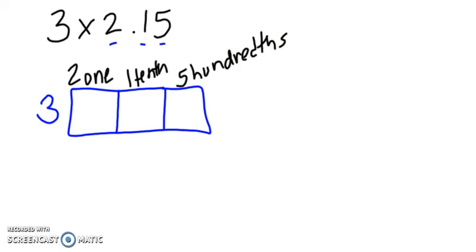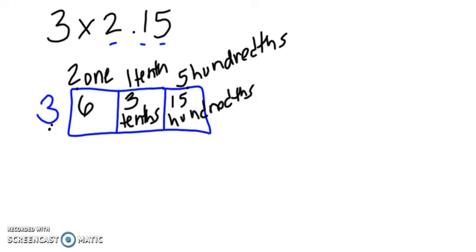Okay, and then I'm going to multiply each box. So 3 times 2 ones would be 6 ones. 3 times 1/10 would be 3/10. And 3 times 5/100 would be 15/100. Now that I have the product for each box, I would go ahead and add those up. And then I could also just write 6 ones in here so that I don't get confused.